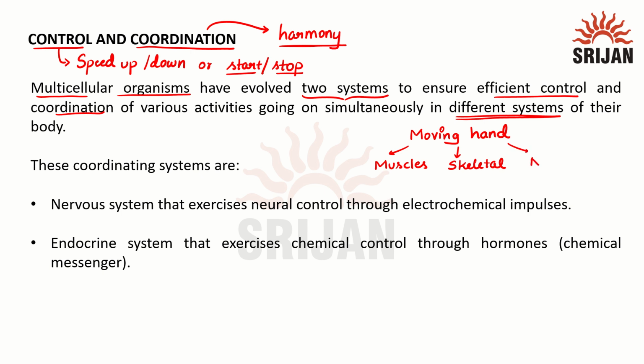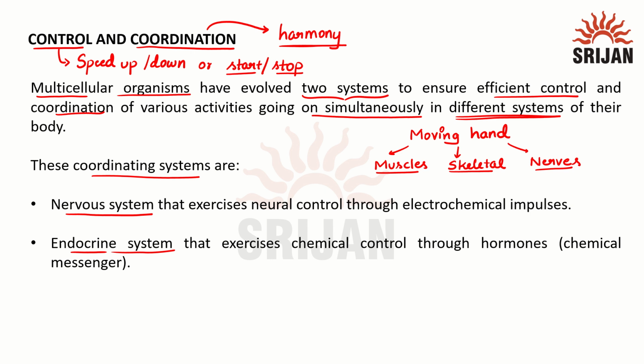Then our nerves also should function because the brain has to send a signal to the hand muscles so the muscles can move. For muscles, the skeletal system and nerves, we provide energy and oxygen. So we need the circulatory system to work, the respiratory system to work, the digestive system to provide glucose and so on. So for one simple action like moving a hand, we have so many systems that have to work simultaneously and in coordination. This coordinating system includes the nervous system and the endocrine system.